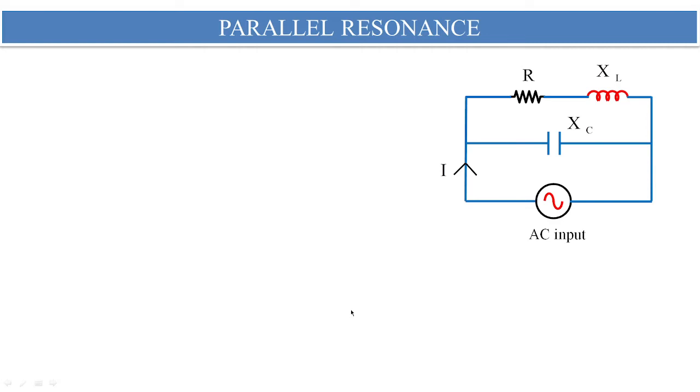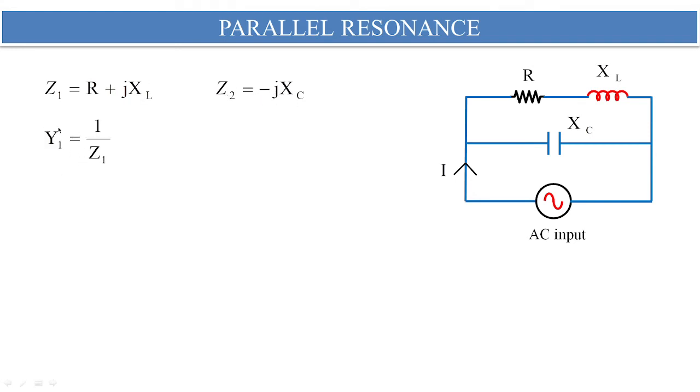Let us go with an example. You have a resistor, an inductive reactance, and a capacitive reactance, and the series combination of R with L is arranged in parallel with XC, the capacitive reactance, and it is supplied by an input source. So here you can take impedance Z1 equal to R plus jXL, and impedance Z2 equal to minus jXC, since it is a capacitance.